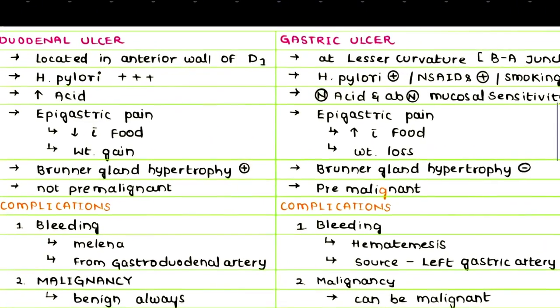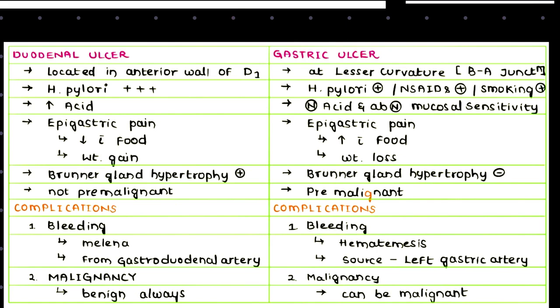Now moving further, duodenal ulcer occurs by what? Acid hypersecretion, right? As more acid is secreted, acid is our what? Injurious stimuli, right? Similarly, in the case of gastric ulcer, there is normal production of acid. Then what is causing the problem right here is abnormal mucosal sensitivity.